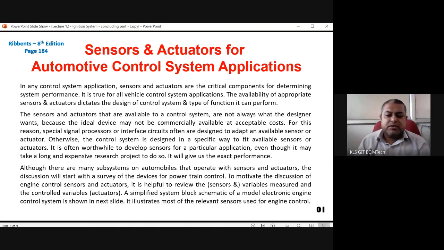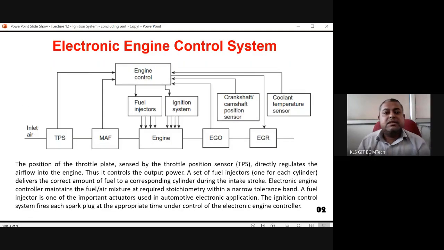It illustrates most of the relevant sensors used for engine control. First we will be seeing one very good big block diagram, which will also be asked in the exam. That is the engine control block diagram. So this is an electronic engine control system. You can see the top block is the engine control, and what all blocks are connected to it. There are almost 8 arrows coming in or going out from the engine control.